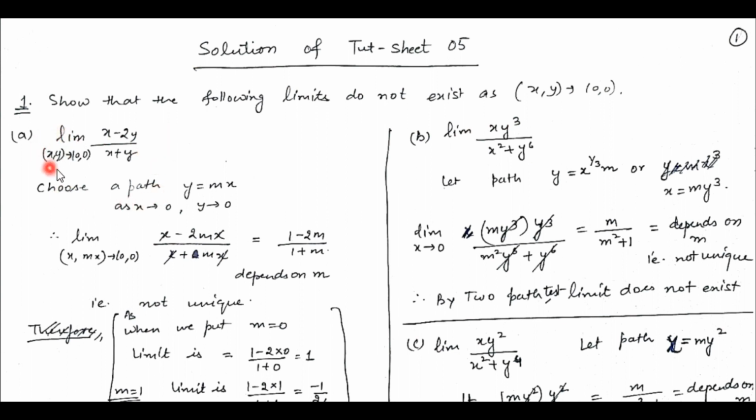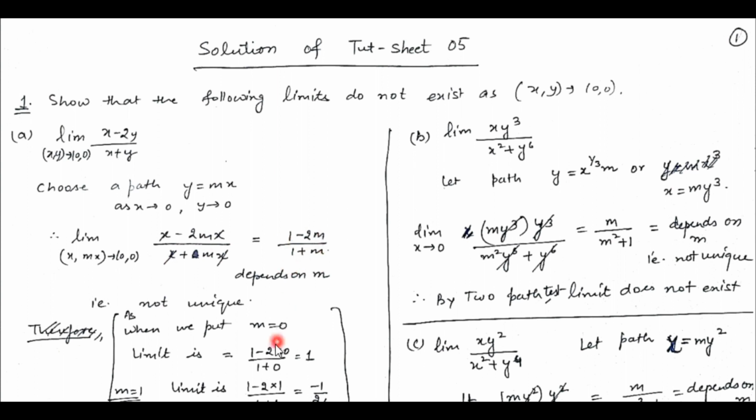For example, in the first part, the degree of x and y in the numerator are both 1. So we can choose a path y = mx, as we know this path passes through the point (0, 0), because when you substitute x to be 0 you get y is 0. If we substitute y = mx over here, after simplifying we get (1 - 2m) upon (1 + m), which is independent of x and y. It depends on m only.